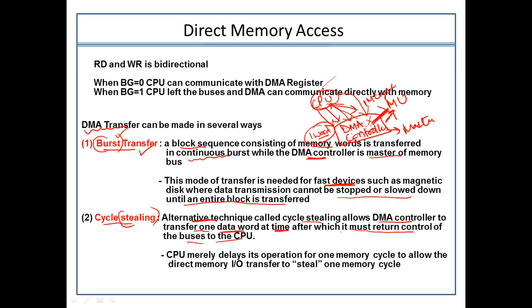That is why it is called the cycle stealing mode, because it is stealing one cycle from the CPU. Otherwise the CPU would be accessing the main memory. Now when it wants to send or transfer the data, it will steal one memory cycle and refer to the main memory directly. That's why it is called the cycle stealing mode. It is usually slower than the burst transfer. So these are the two modes used when we have to transfer data through DMA data transfer.